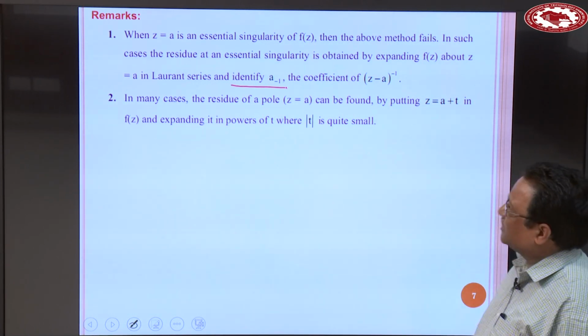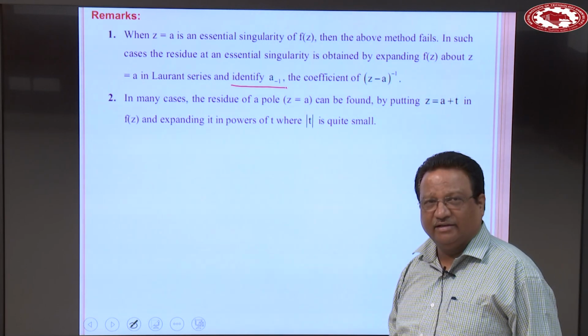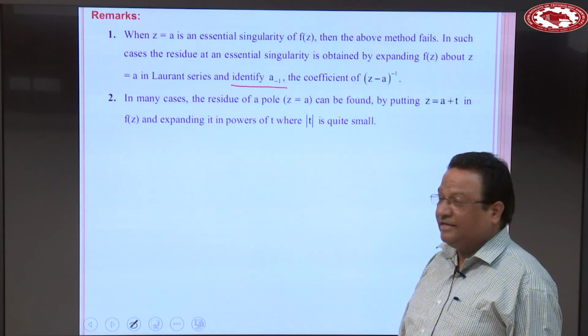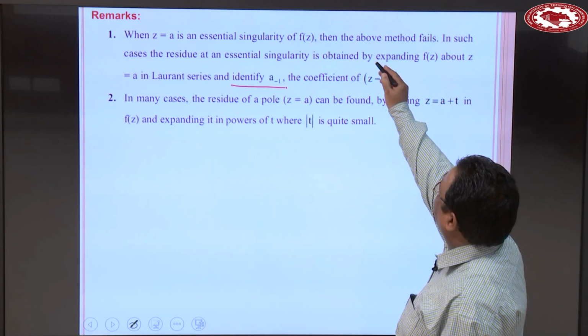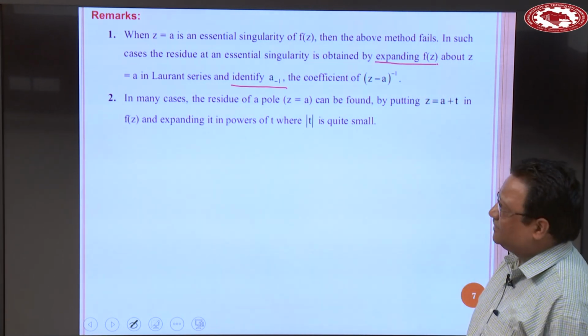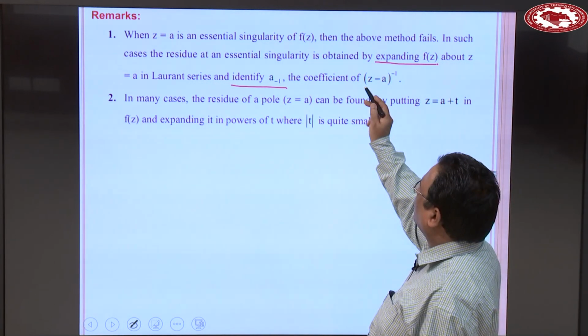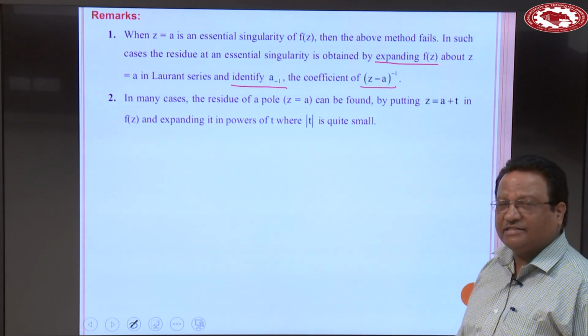ठीक है ना, essential singularity जिसमें infinite number of terms नेगेटिव पावर्स ऑफ (z − a). ओके, तो आप कब तक डिफरेंशिएट करते रहोगे, राइट? तो आप उस केस में एक्सपेंड करिए, ओके, f(z) को about z = a in a लॉरेंट एक्सपेंशन, लॉरेंट सीरीज, और देन आइडेंटिफाई द कोएफिशिएंट ऑफ (z − a)^(−1).